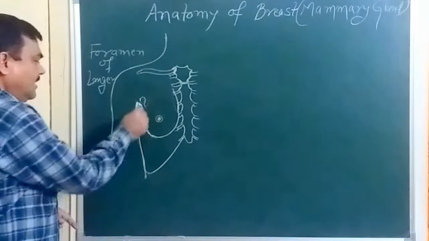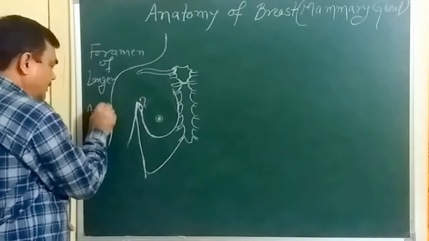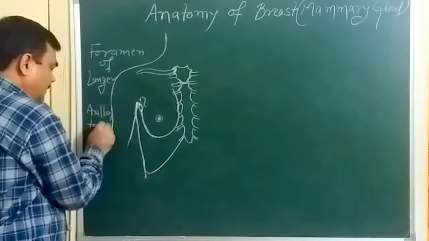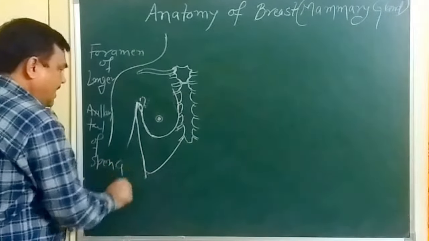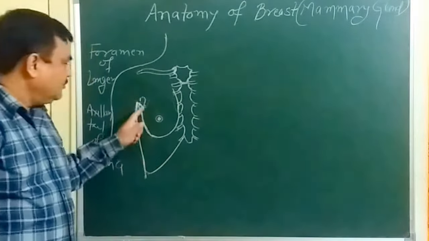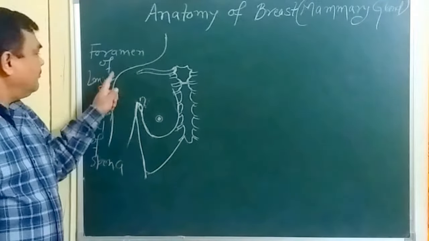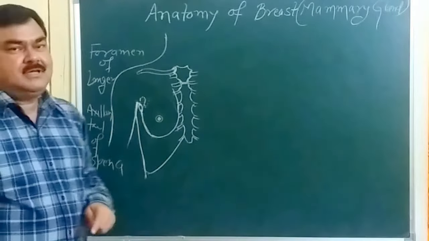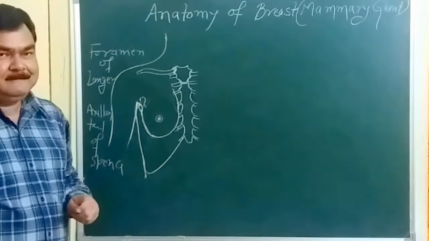This is the axillary tail of Spence. This is the superior lateral extension, or superior lateral part of the breast, which passes through the foramen of Langer and reaches into the axilla. This is the axillary tail of Spence.